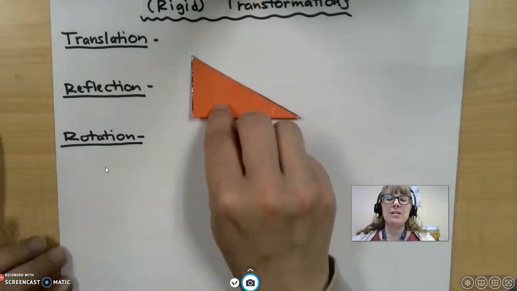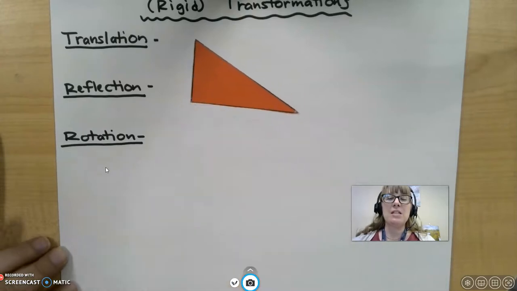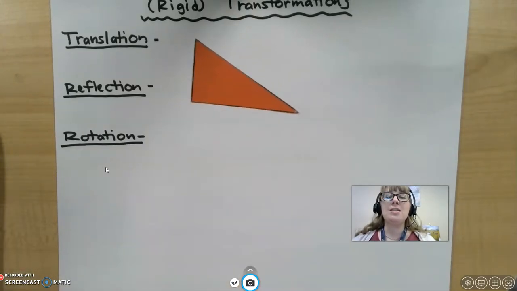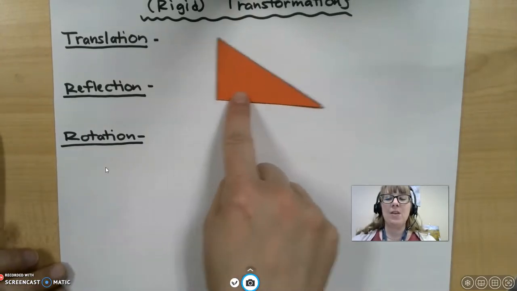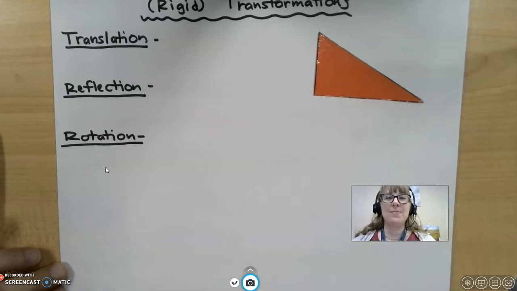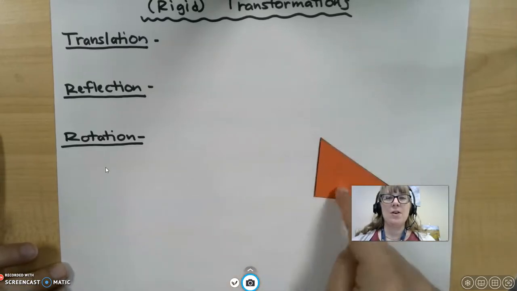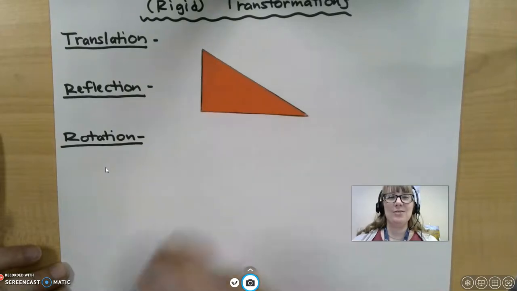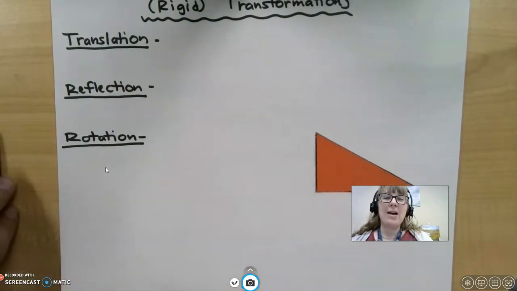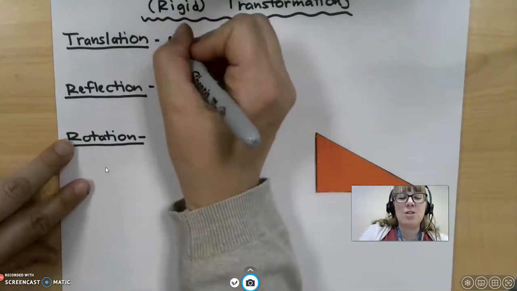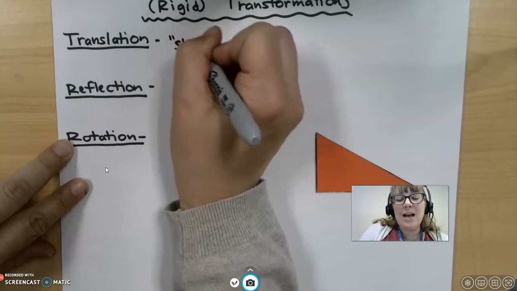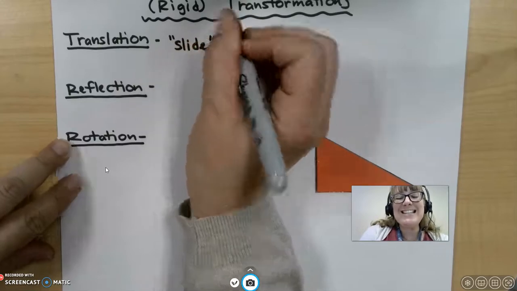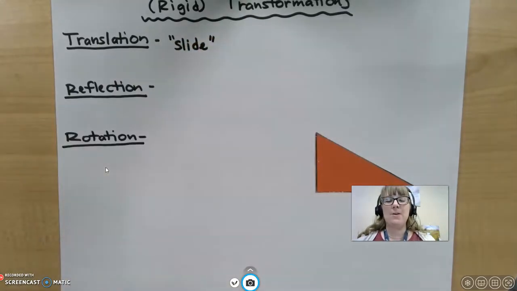The first one is translation. Watch as I perform a translation. See if you can come up with a word that describes what's happening. There's a translation. And this is a translation. A non-mathematical word that represents what you just saw is slide. I was simply sliding that figure across the paper.